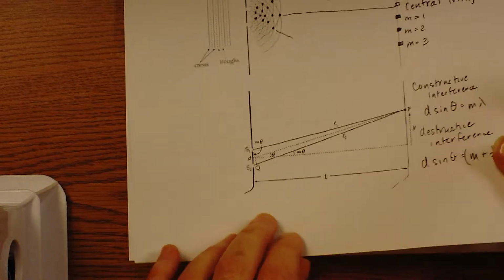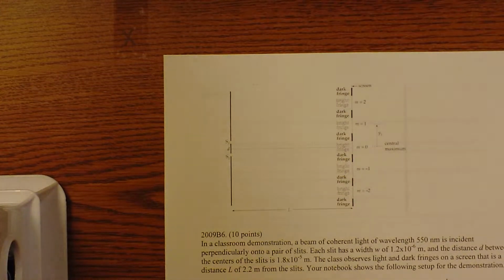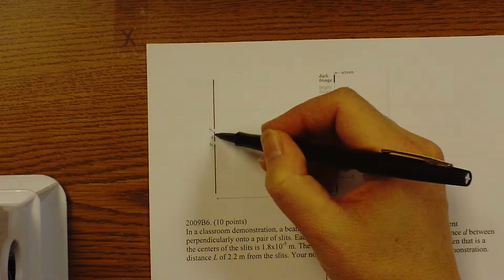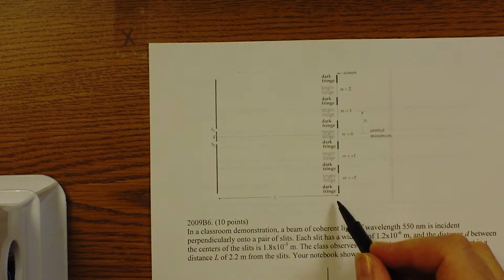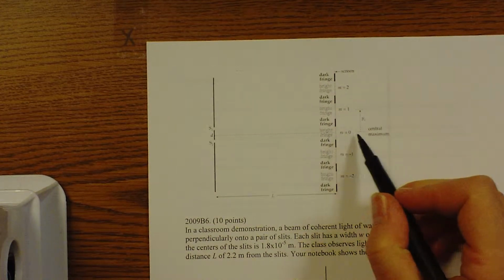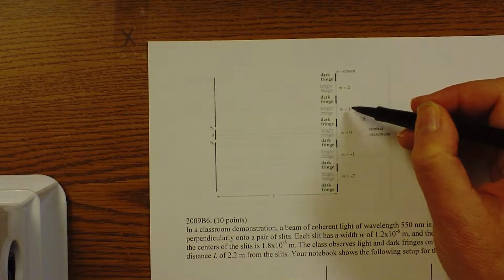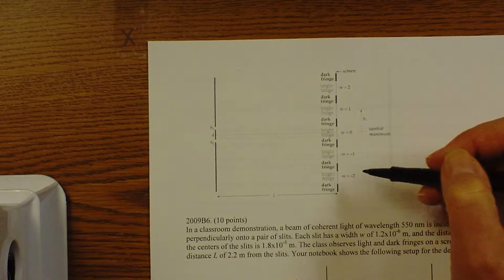If we turn the page, here's a better diagram. So here I've got the two slits separated by distance d. I've got the distance to the screen as L. I've got my fringes numbered here. I've got the m equals 0 as my central maximum. And then fringe 1, fringe 2, and then going in the other direction I've got them numbered -1, -2, and so on.